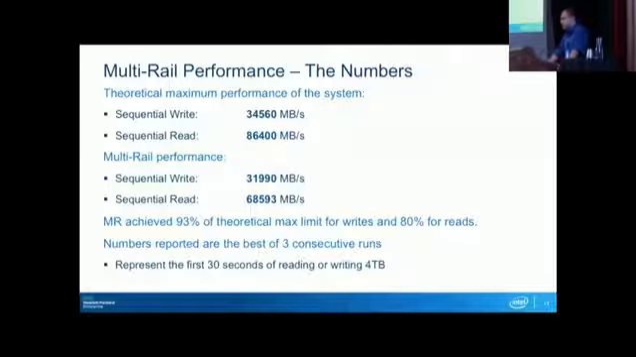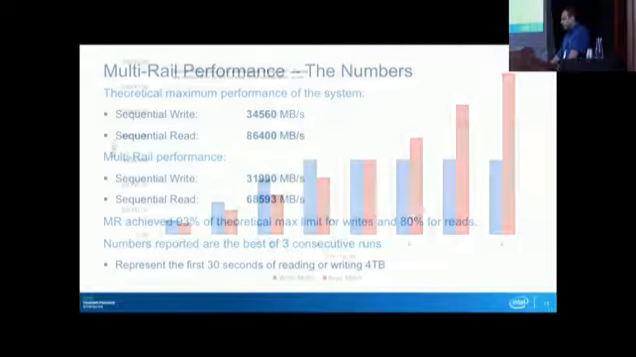The theoretical maximum for sequential writes was 34.5 gigabytes for that system. Sequential reads, theoretical maximum is 86.4 gigabytes. With multi-rail, we're able to achieve 93% of the writes and 80% of the reads, so 31.9 gigabytes and 68.5 gigabytes for sequential reads. These numbers were reported as the best of 3 consecutive runs. So you can see that it gives us a good performance boost with large systems.